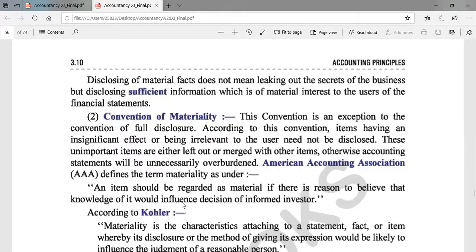So if the accountant is following one, he cannot follow the other. And so the uniformity level between the two different accountants is going to be different. That means they are not going to be the same.